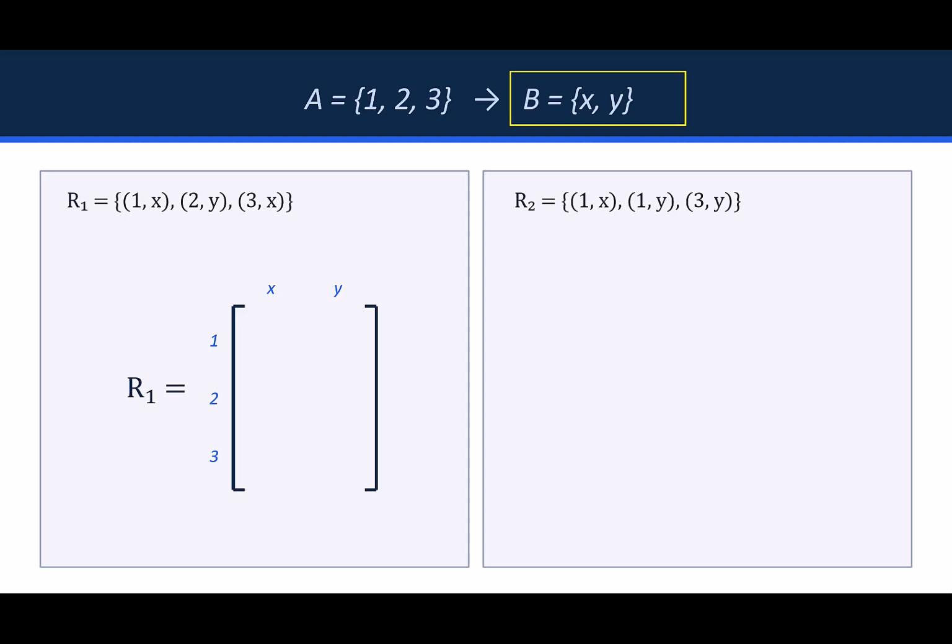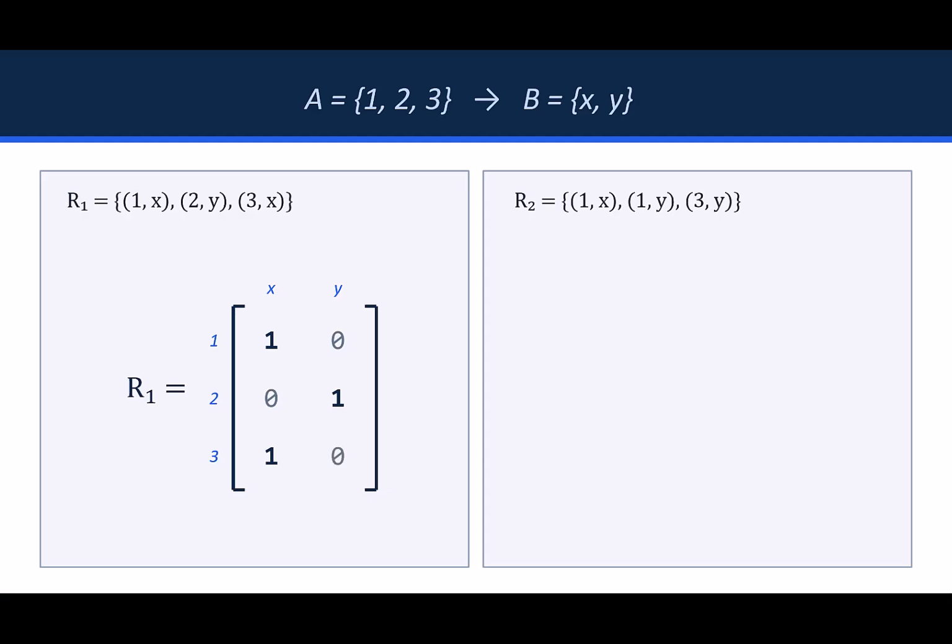We'll start by just putting in all the 1s. (1,x) says we put a 1 in the first row, first column. (2,y) says we put a 1 in the second row, second column. Then (3,x) says you put a 1 in the third row, first column. The remaining entries are zeros to show they don't have a relationship.